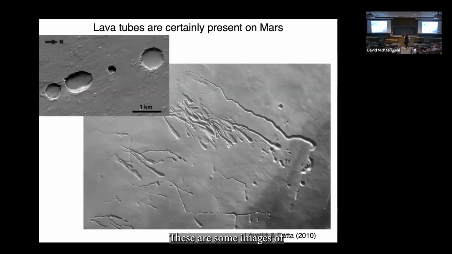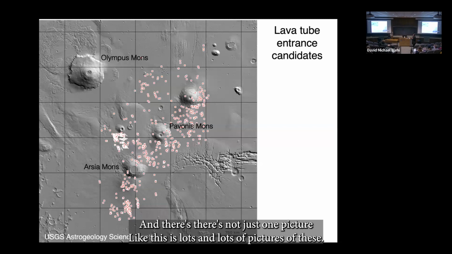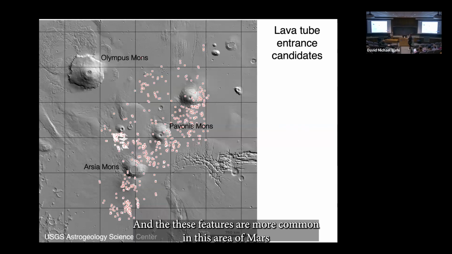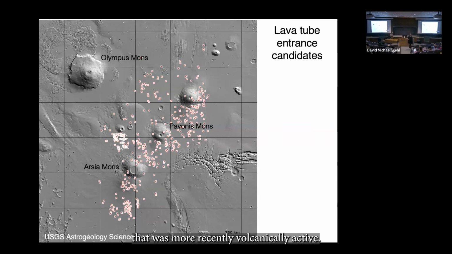These are some images of putative lava tubes on Mars, and I think they're pretty convincing. The shapes of them recall lava flows and de-roofed lava tubes in places like Hawaii. And there's not just one picture like this. There's lots and lots of pictures of these, and these features are more common in this area of Mars that was more recently volcanically active.